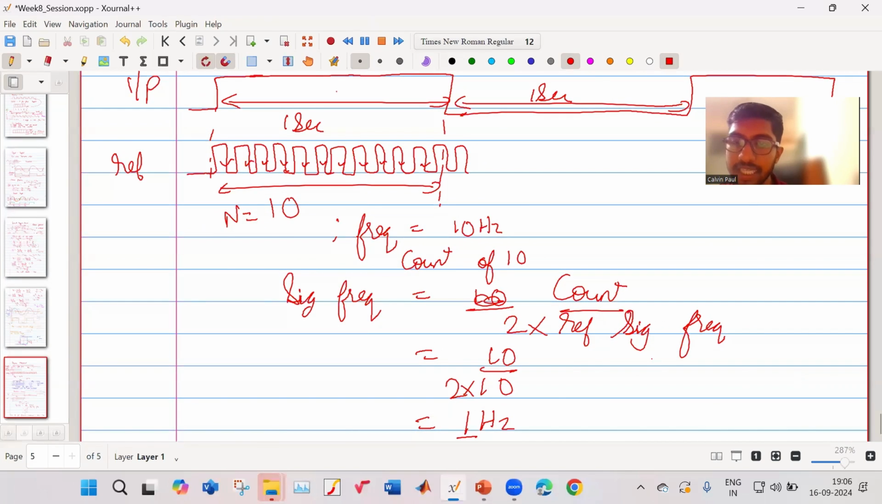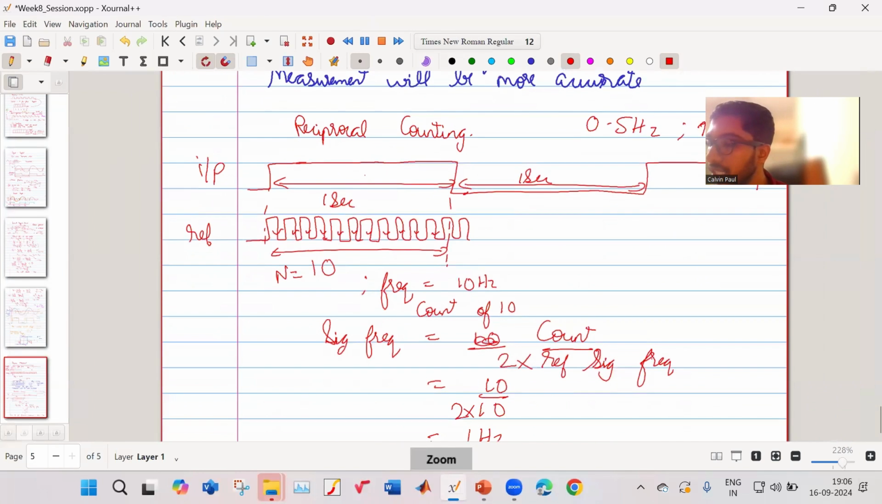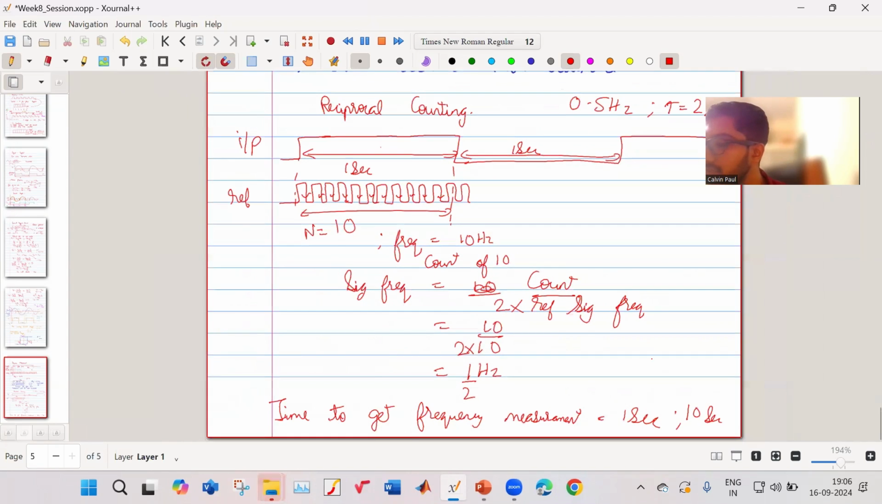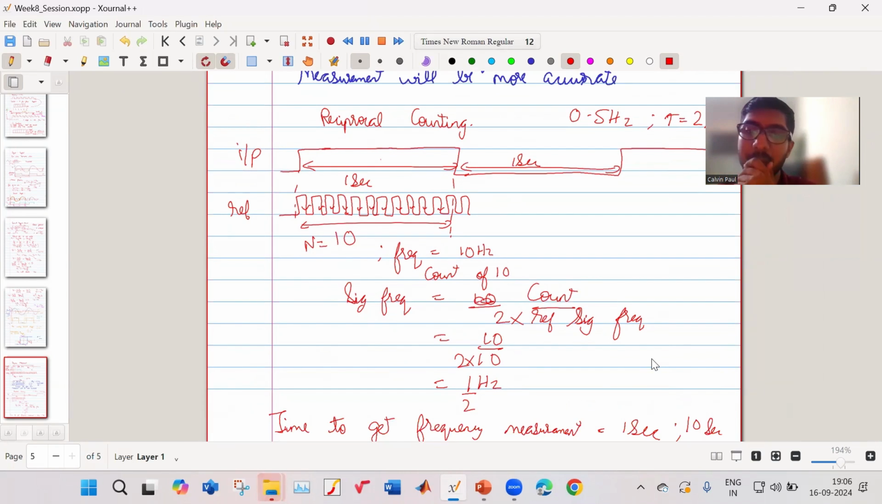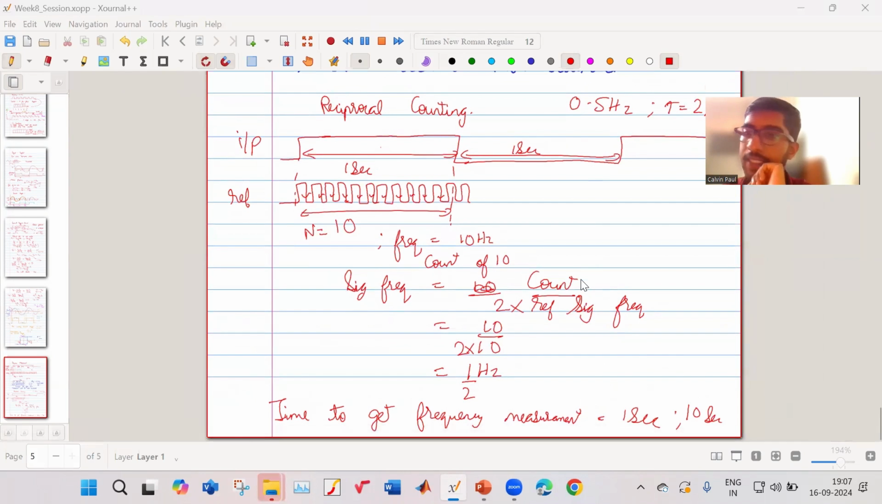Okay. So is there any confusion in this? Any doubt in this method of reciprocal counting? Okay. So if there are no doubts, we can start with the questions. So, just 1 minute.